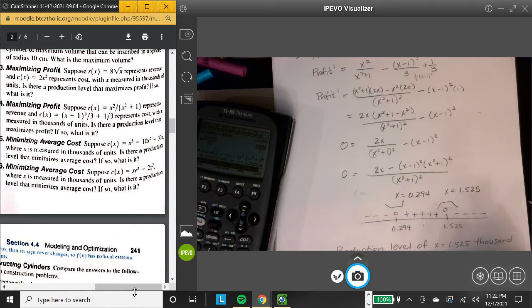Since P prime is greater than 0 and then goes to P prime is less than 0 when x equals 1.525 thousand.